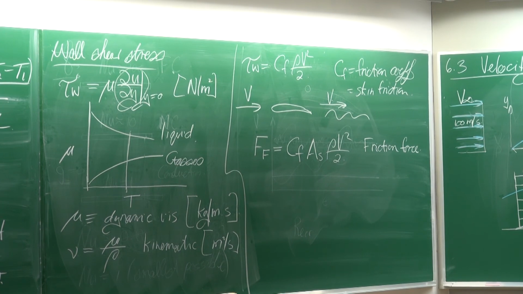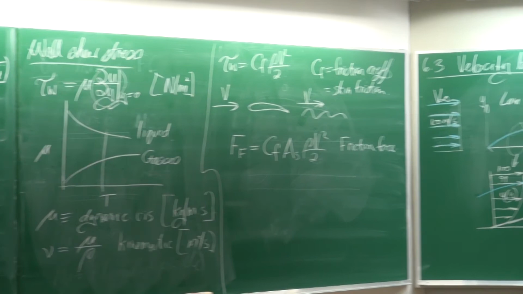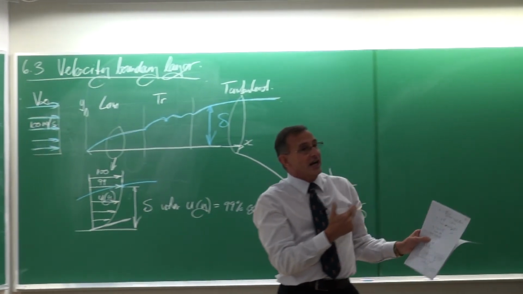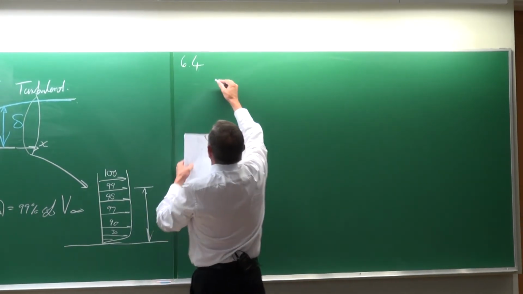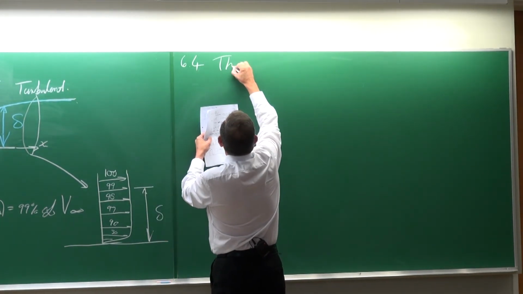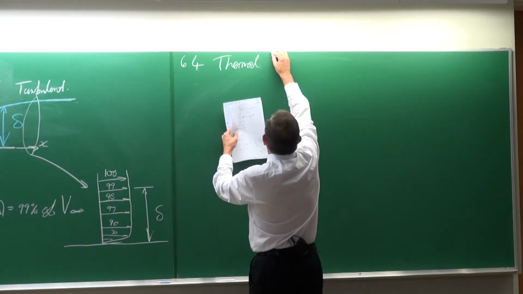Okay, so that was just a little bit of revision of your fluid mechanics. Now we want to relate it to heat transfer, to paragraph 6.4, which is the thermal boundary layer.